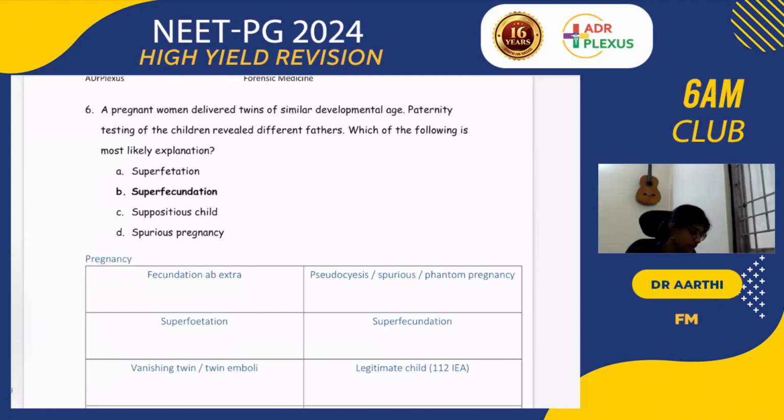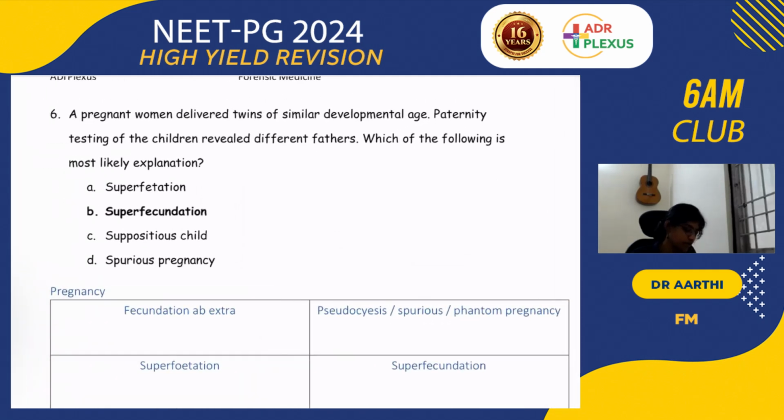Okay, then pregnant woman delivers twins of similar gestational age. Paternity testing of the children reveals different fathers. Which of the following is most likely? Explain. They have given similar developmental age, which means the same cycle, different intercourse. Same cycle, different intercourse.